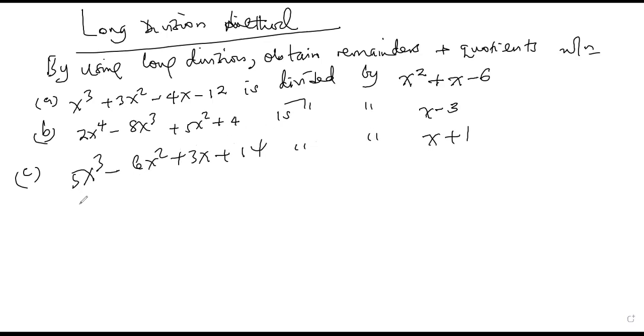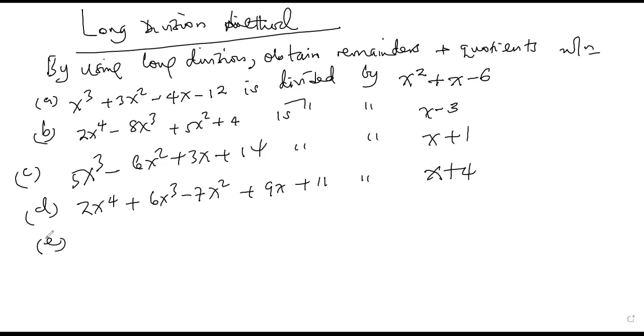D, when 2x power 4 plus 6x cubed minus 7x squared plus 9x plus 11 is divided by x plus 4. E, when x power 4 minus 16 is divided by x minus 2.